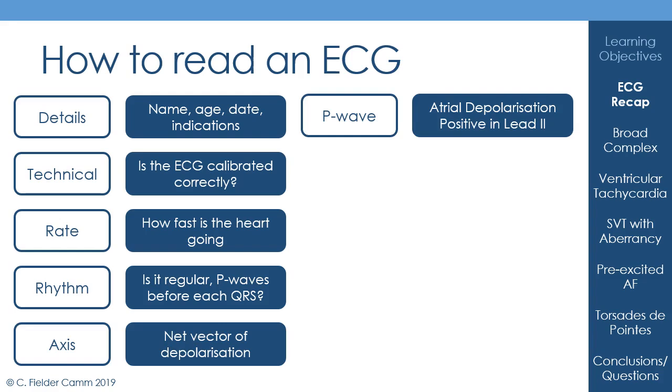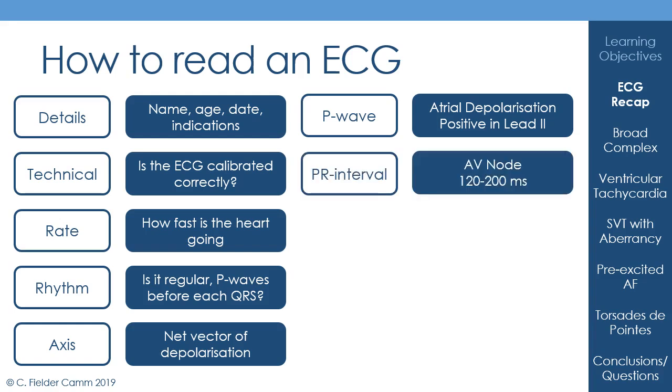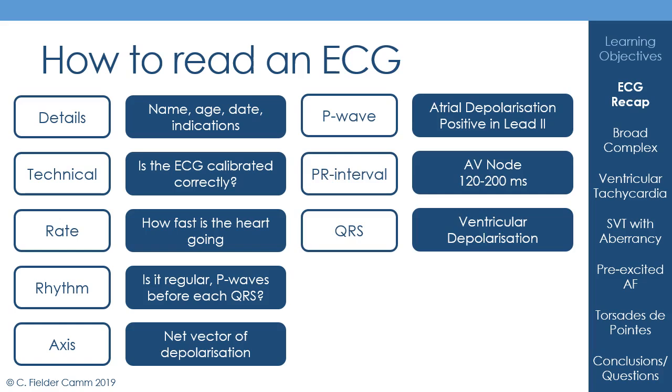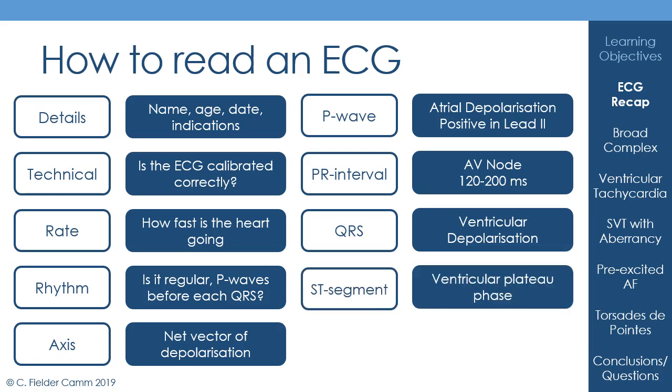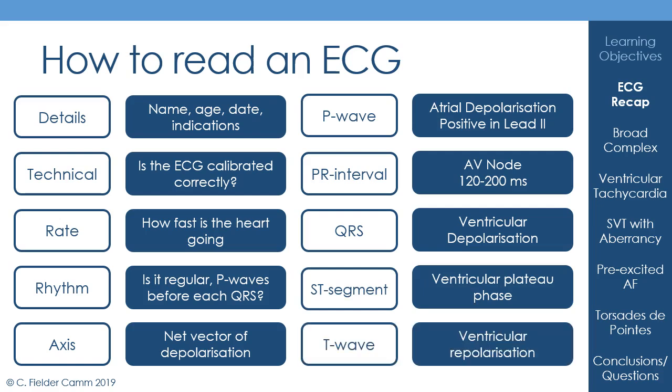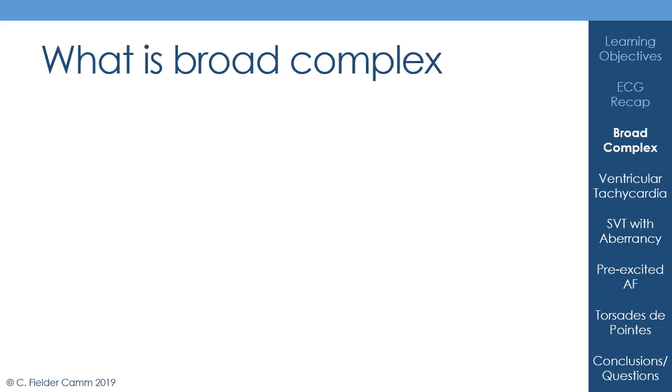So the P wave representing atrial depolarization, making sure it's positive in lead 2 to suggest sinus rhythm. The PR interval, the QRS complex looking at ventricular depolarization, and this is going to be very important in our broad complex tachyarrhythmias. The ST segment representing the ventricular plateau phase of depolarization, and then the T wave, which is our ventricular repolarization.